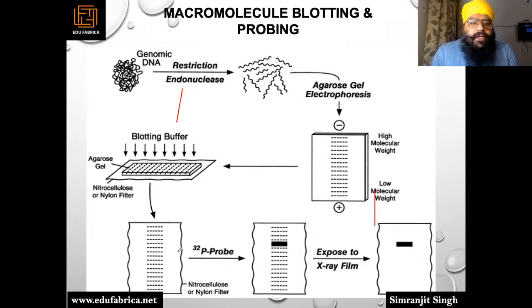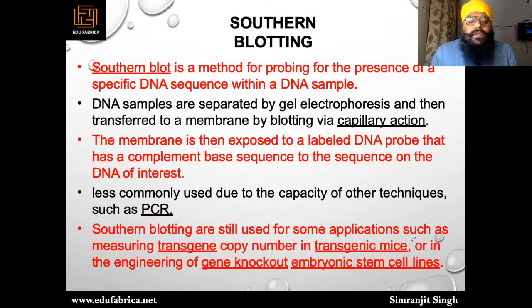Then everything that was present over the gel will be transferred over the nylon membrane, and then you probe them with phosphorus 32P, which you could see here. Then you expose to X-ray film, so all the others will be removed, and you will see your corresponding result. So there are 3 main techniques: Southern, Northern, Western.